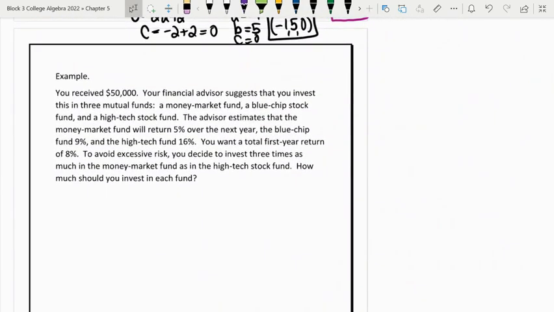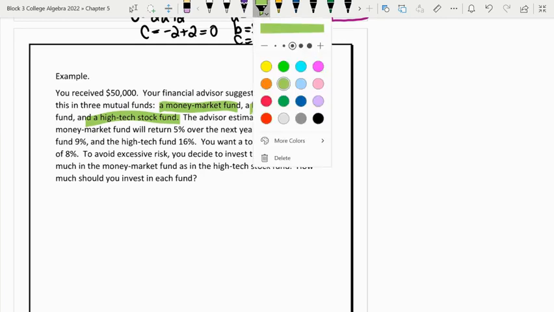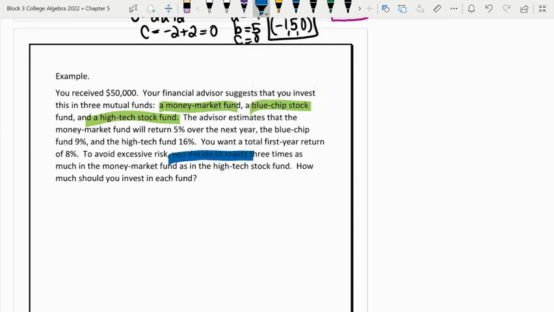Next example, you receive $50,000. Your financial advisor suggests you put these in 3 mutual funds: money market, blue chip stock, and a high-tech stock fund. The advisor estimates that the money market fund will return 5% over the next year. Blue chip is 9%. High-tech is 16%. You want a total first-year return of 8%. To avoid excessive risk, you decide to invest 3 times as much money in the money market as in a high-tech stock fund.